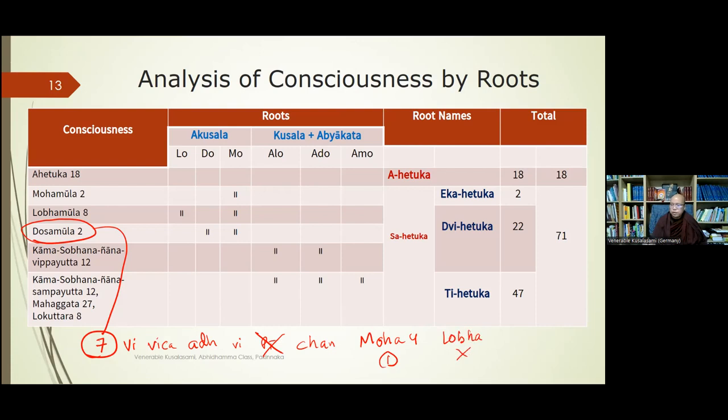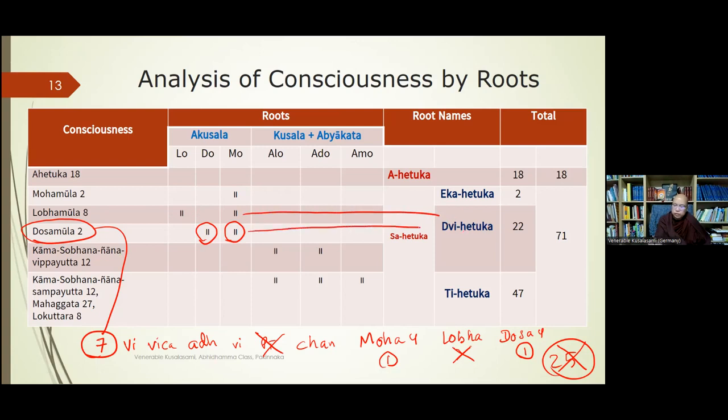And dosa group, yes. So that's why here is 1, and the 25 are absolutely not. So alobha, adosa, amoha are already excluded. Lobha also cannot. And dosa mula has only dosa root and moha root. So it totally depends on how you understand the Chittasika, mental factors chapter. This one has 2 roots, so it is called Dvihetuka. This one also is called Dvihetuka. So 2 roots.